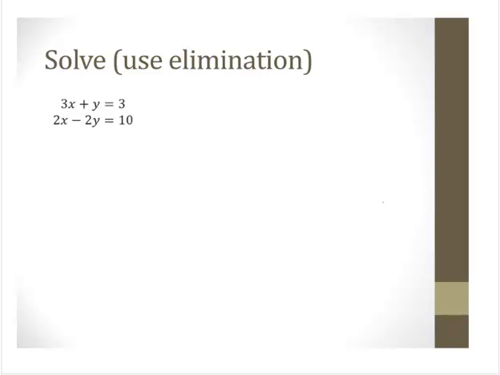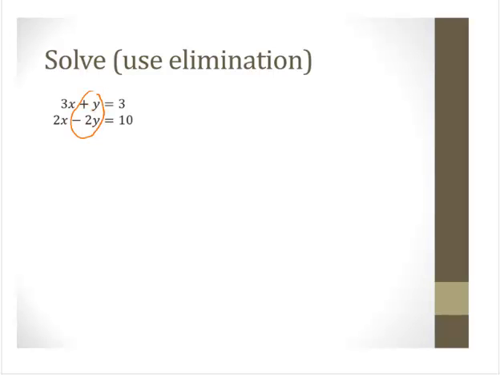So here's an example. 3x plus y equals 3, 2x minus 2y equals 10. We're going to use elimination to solve this system, and so the first thing I'm looking for is, I'm thinking opposites. I want to either get opposites on the 3 and the 2, or the 1 and the negative 2. So I'm just sort of thinking ahead, which might be easier, and I'm going to focus on the y's. I'm going to focus on those coefficients.